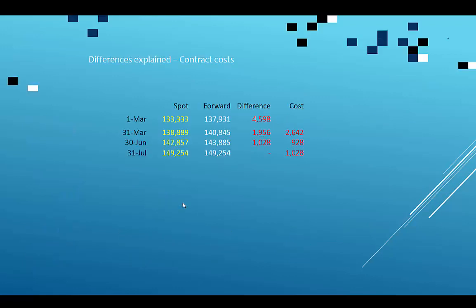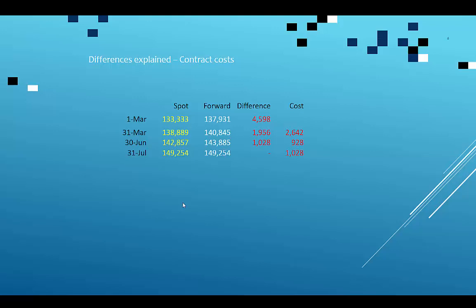And the reason for that, if you're curious, is because of the cost associated with the forward exchange contract, those forward points. And you can see in the first table there, I've identified what are the differences between the forward rate and the spot rate. And you can see that these amounts start off as being 4,598, and it comes down to 0. And you can see the changes that occur each period.